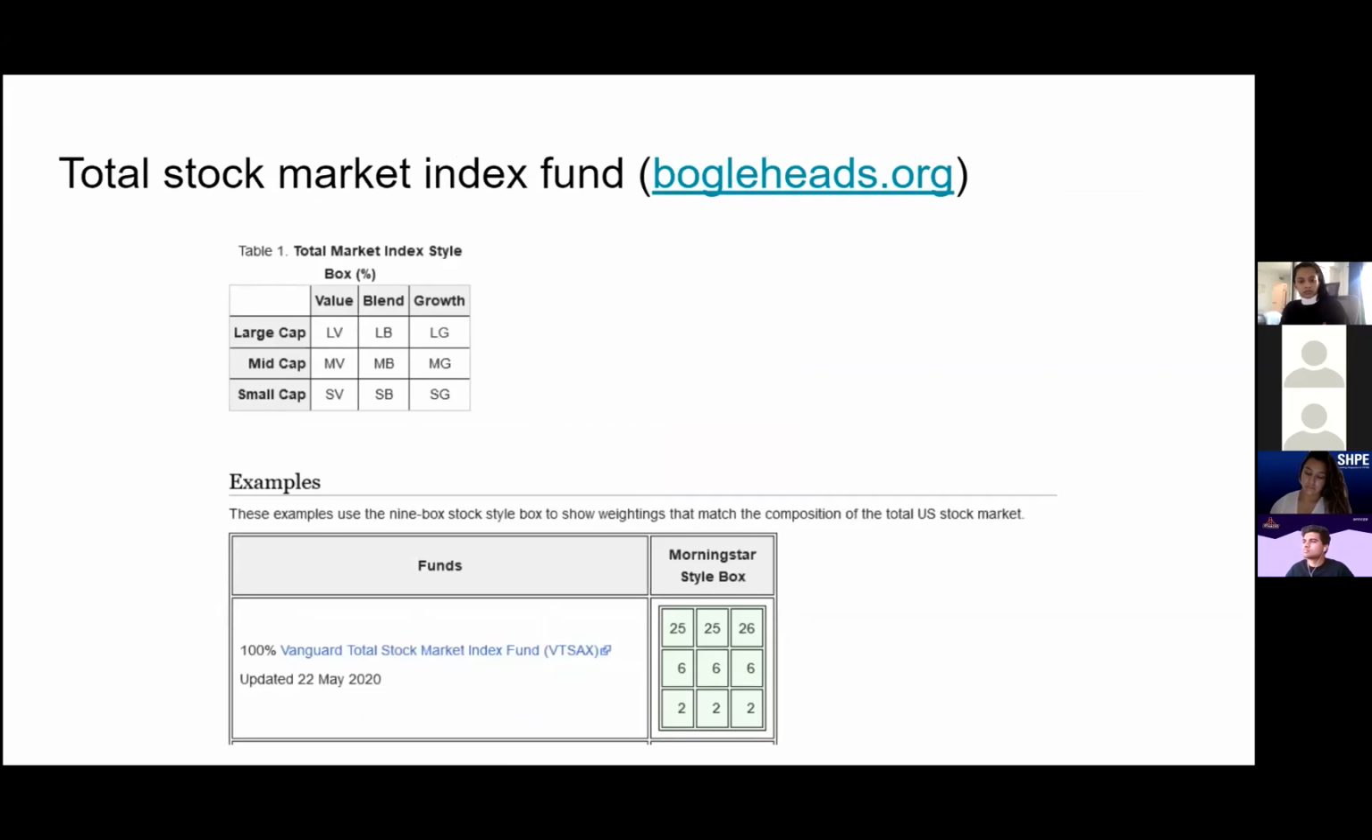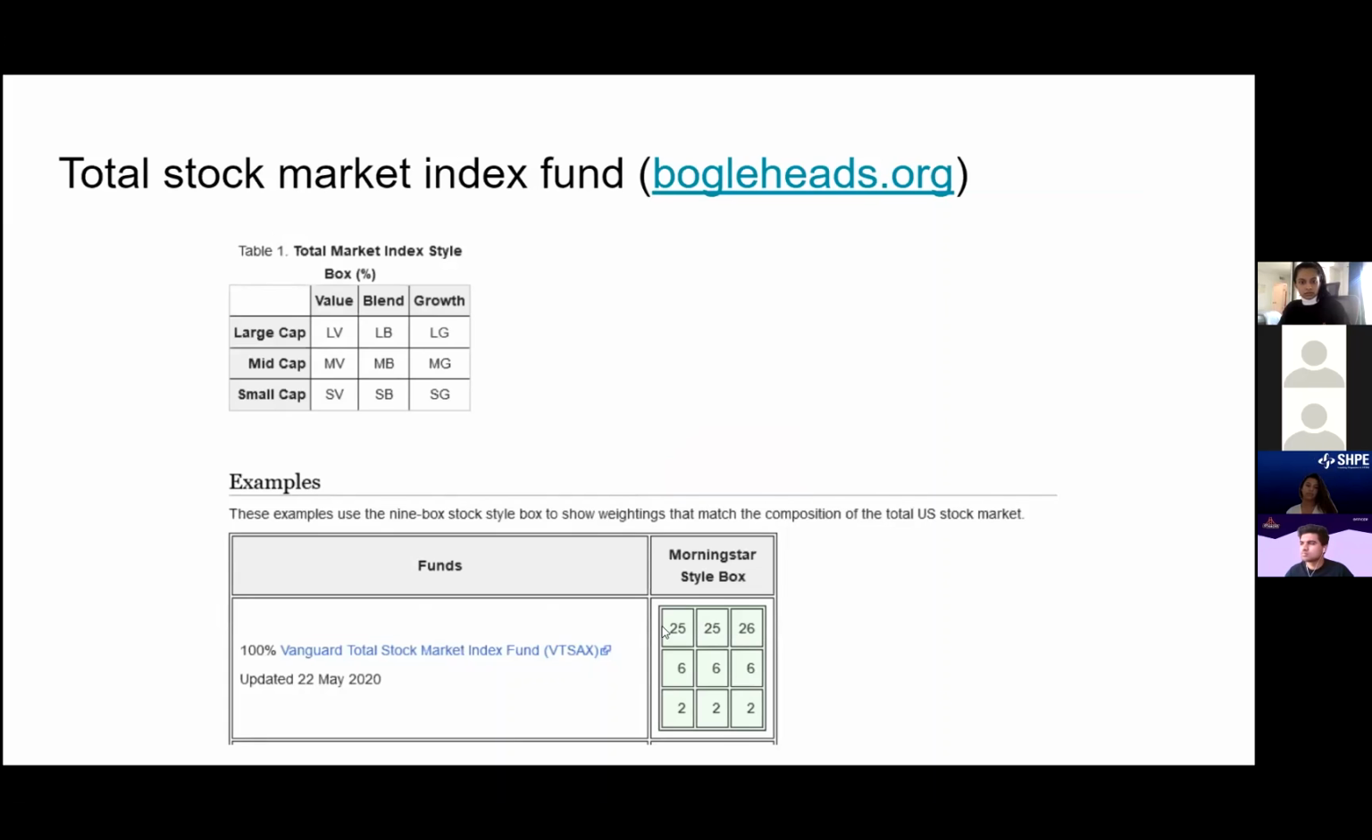So let's put some numbers here. Here is the style box, and if you look at the total stock market fund, this is VTSAX. This is a total stock market index fund. Here are the sort of relative contributions.